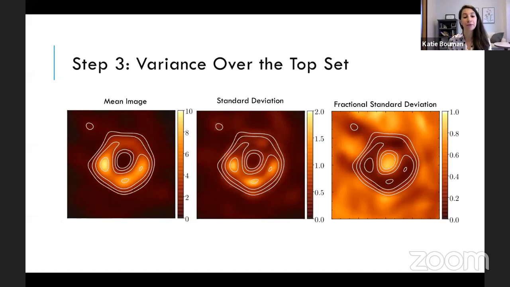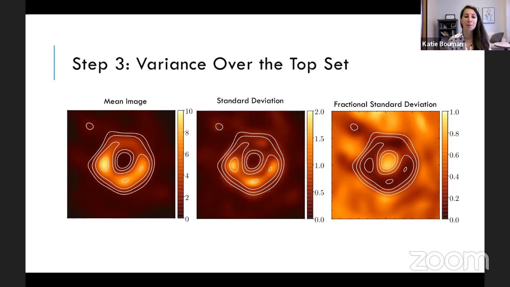On the left, you see the aligned mean image, where you see that ring structure. In the middle is the standard deviation, which tells us where we have the most variation in the image. You notice that along the ring, we have these little knot regions, which have a higher standard deviation, meaning we have less certainty of the flux in that region. It's due to the interplay between the source structure, the size of the source, and the point spread function based upon where the telescopes are located.